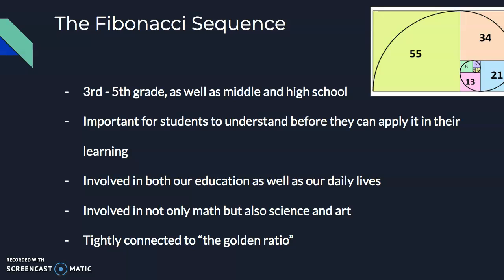3rd through 5th graders, as well as middle and high schoolers, use the Fibonacci sequence in their classrooms. It's important for students to understand before they can apply it in their learning. It's involved in both our education as well as our daily lives. It's involved in not only math, but also science and art, and it's tightly connected to the golden ratio.